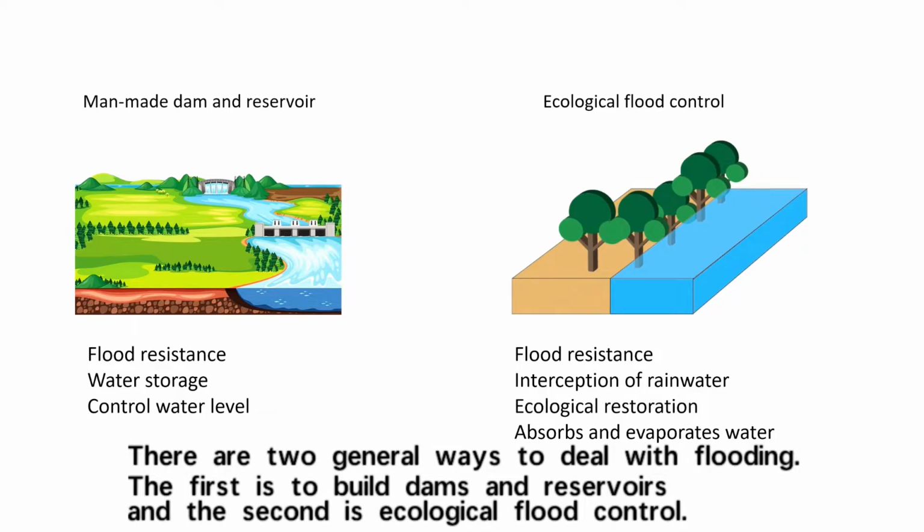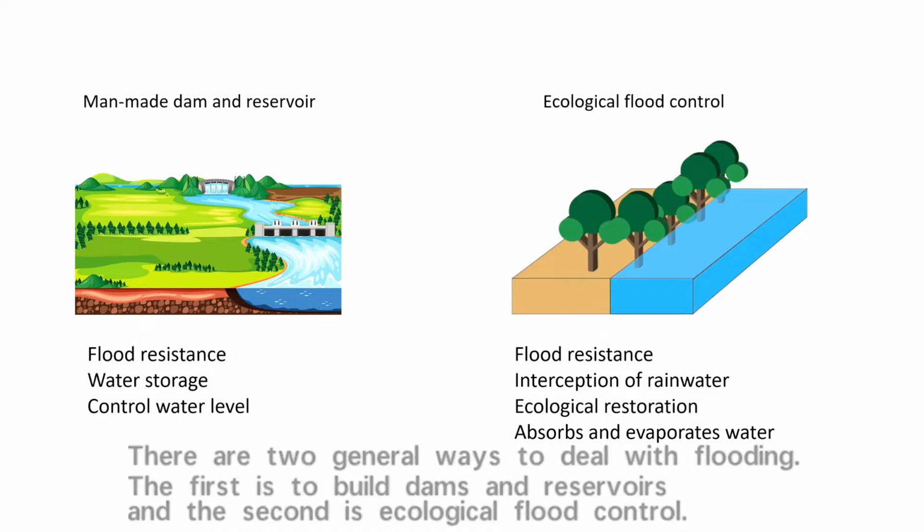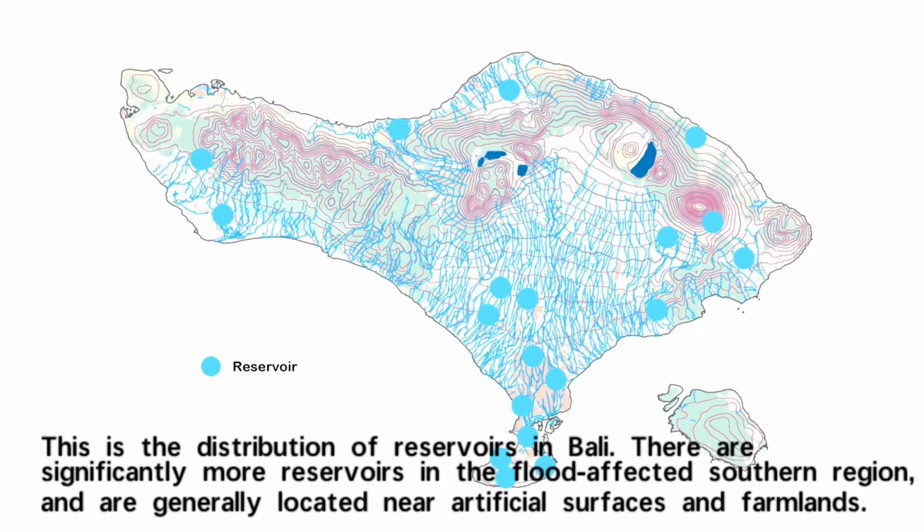The first is to build dams and reservoirs, and the second is ecological flood control. This is the distribution of reservoirs in Bali. There are significantly more reservoirs in the flood-affected southern region, and they are generally located near artificial surfaces and farmland.